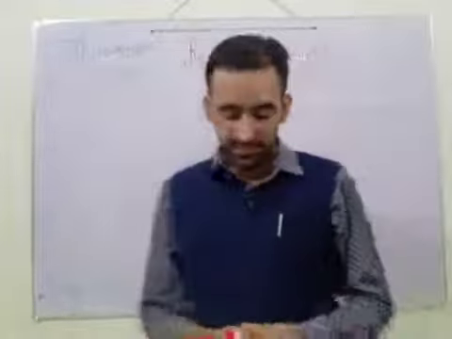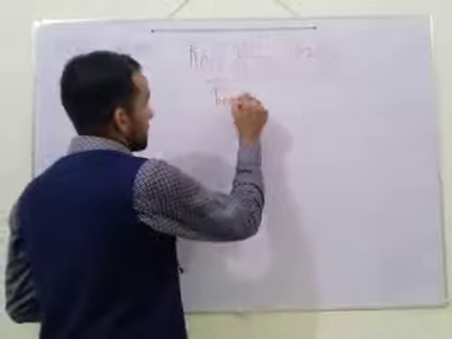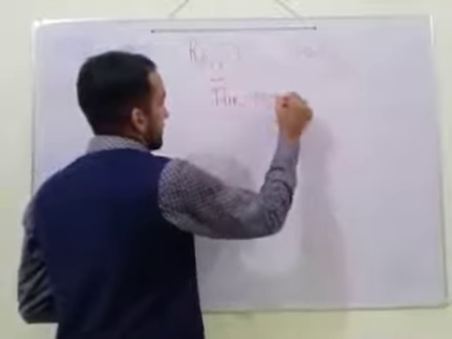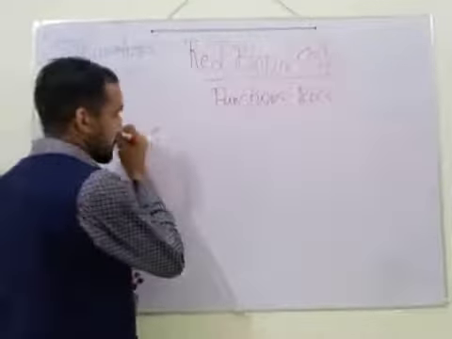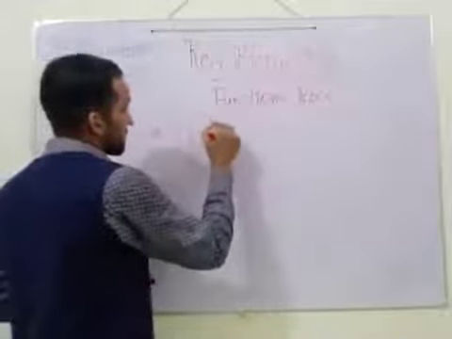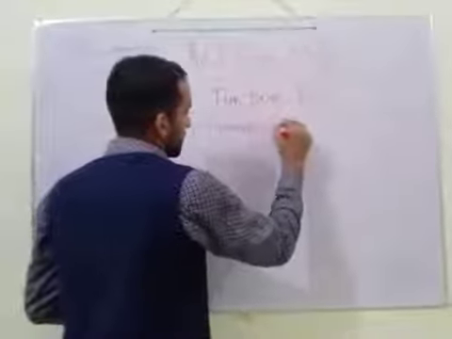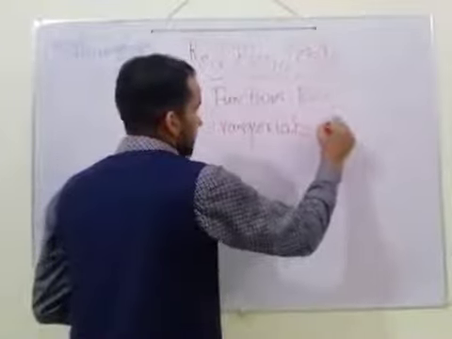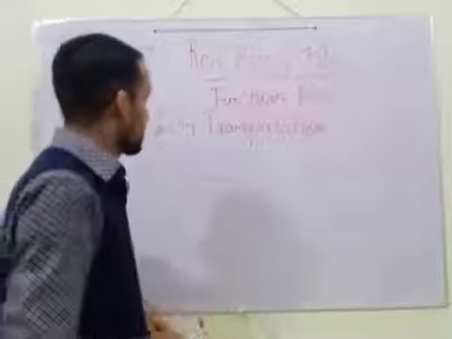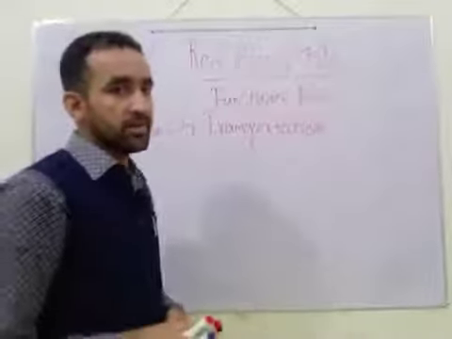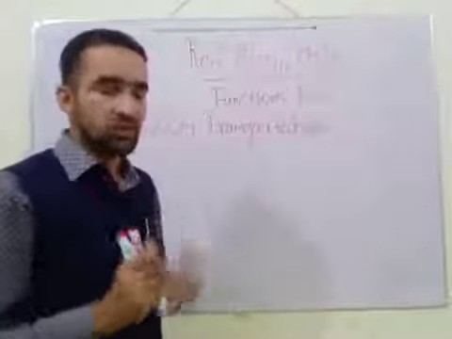Number first one is function. What are the functions of red blood cells? Function of RBC number first is O2 transportation. The hemoglobin molecule of the red blood cell combines with oxygen and makes oxyhemoglobin. So simply we call it transport of oxygen from the lungs to the tissue.